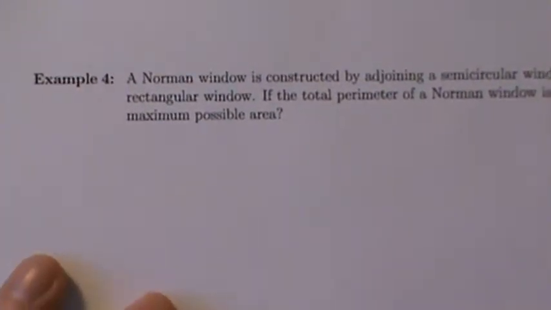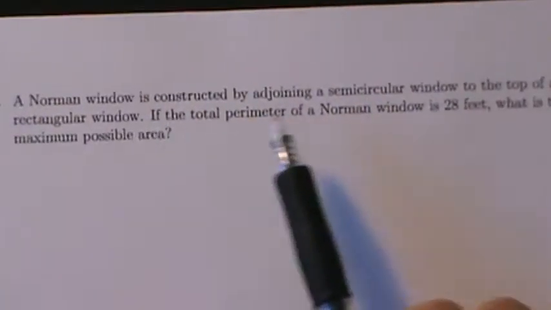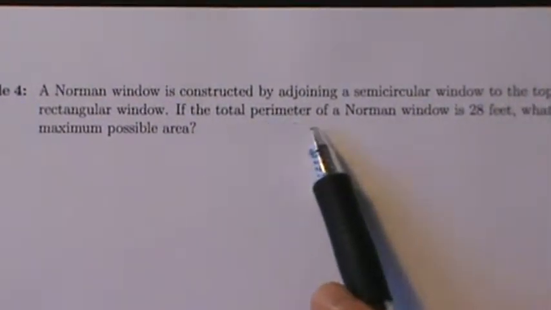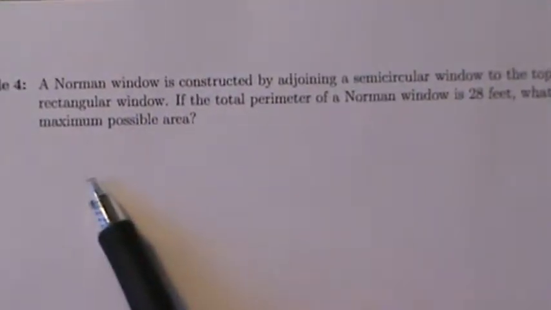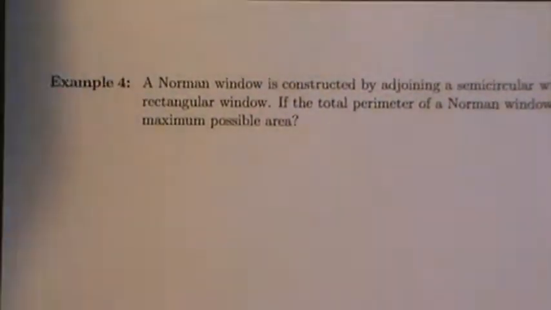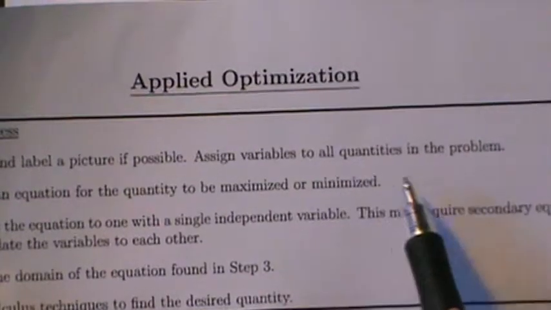Okay, so here a Norman window is constructed by adjoining a semicircular window to the top of a rectangular window. And if the total perimeter of a Norman window is 28 feet, what is the maximum possible area? Okay. So always read the question first completely, and then step 1 here, draw and label the picture if possible, and assign variables to all quantities in the problem.